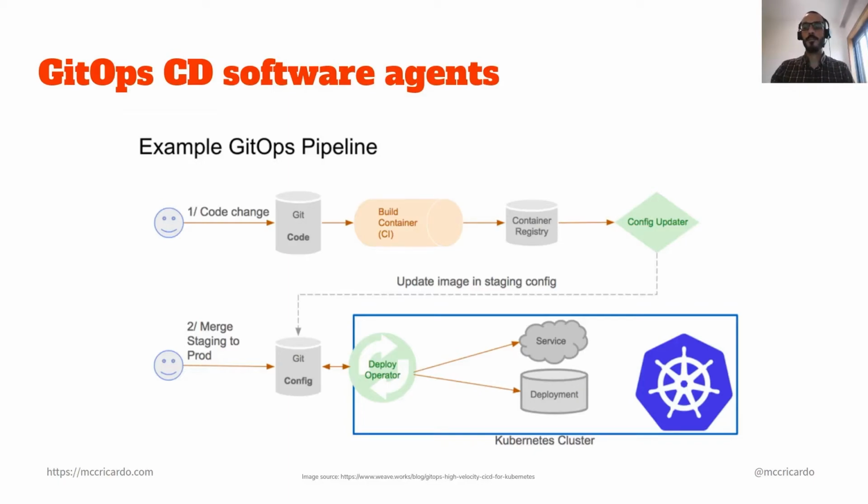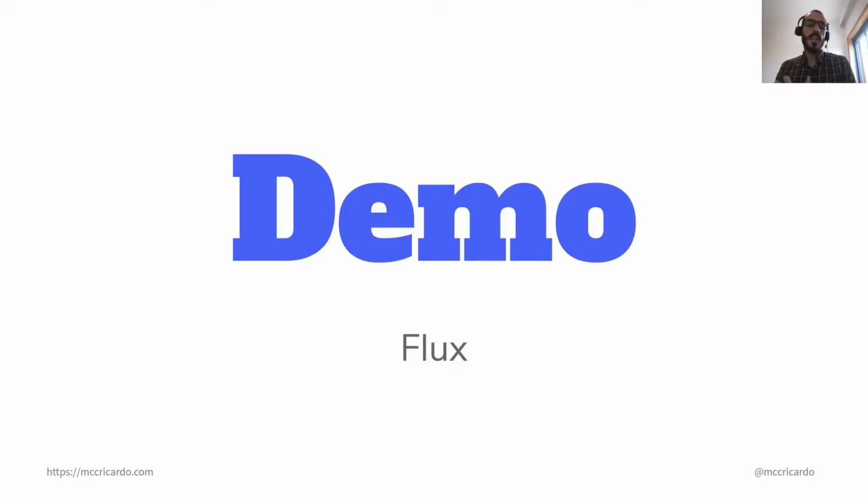So now we are going to see an example of one of these CD software agents in practice. The example that we are going to see is Flux, and we are going to see a demo of Flux deploying an application to a local Kubernetes cluster. You are going to see examples of the files that Flux knows how to understand, and we're going to see that it actually deploys the application into a cluster.